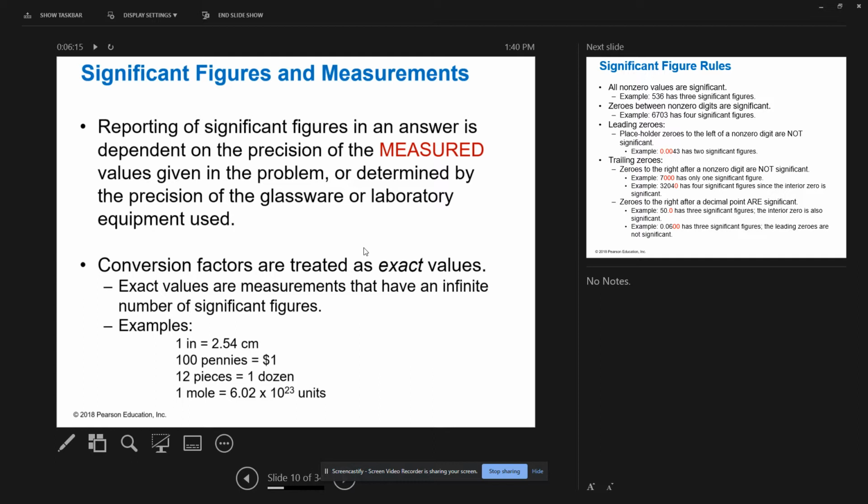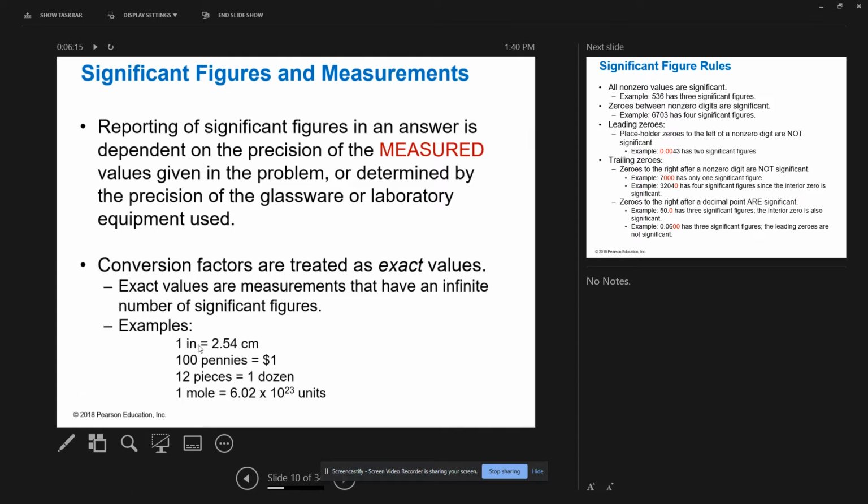Now, there's two types of numbers. There's what we call a measured number and an exact number. A measured number is simply that we measure it, or we are told it's a measured number. And the measured number has our digits along with our unit. Then we have what's called an exact number. An exact number is something that we count, for example, and it's also one of our conversion factors.